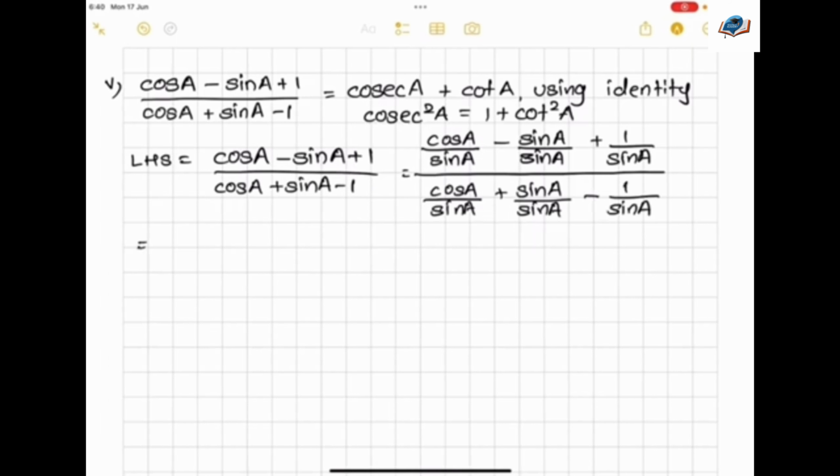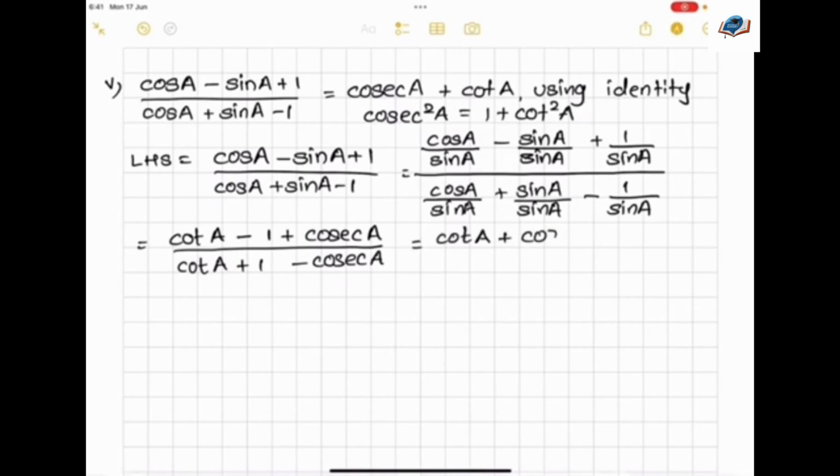So that will be equal to cot A minus 1 plus cosec A whole upon cot A plus 1 minus cosec A. That is equal to cot A plus cosec A minus 1. Now instead of minus 1, I am writing cosec square A minus cot square A. I have used the identity. Whole upon cot A minus cosec A plus 1 as it is I am keeping.